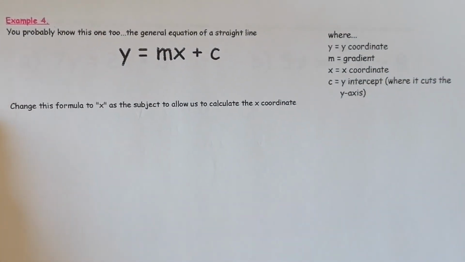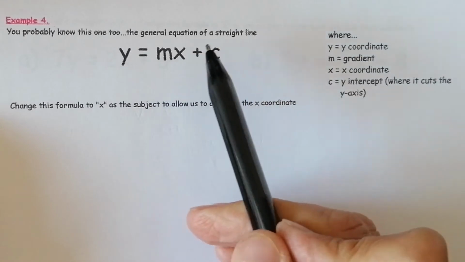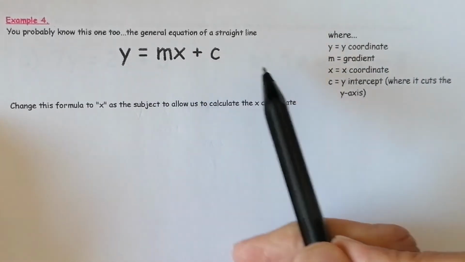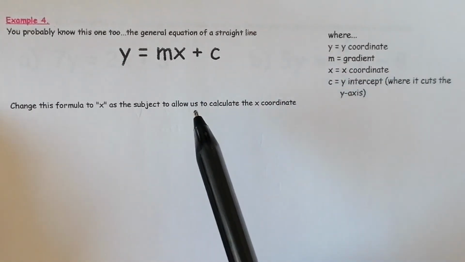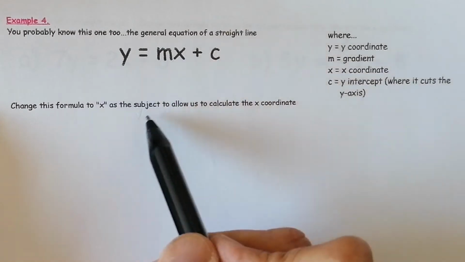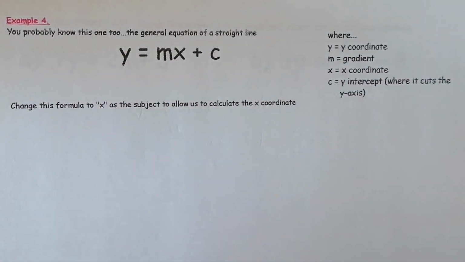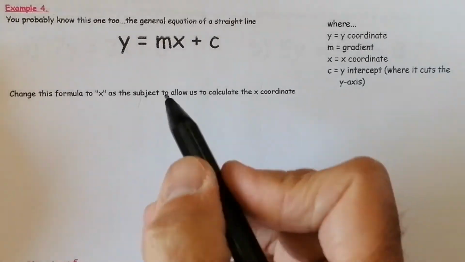Another one that you'll notice is the general equation for a straight line, y equals mx plus c, where y is the y coordinate, m is the gradient, x is the x coordinate, and c is the y-intercept, where a line would cut through the y-axis. Right, so I want to change this formula around to say x is equal to it, and that would allow me to work out the x coordinate if I needed that. So let's go ahead and do that.